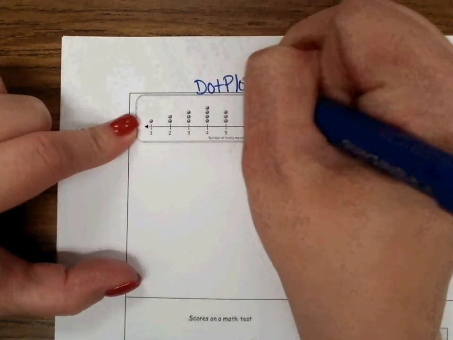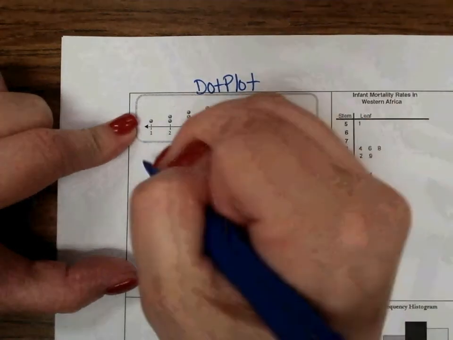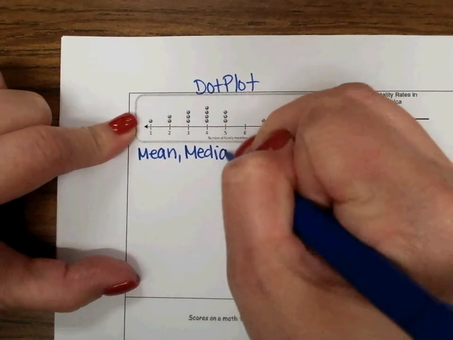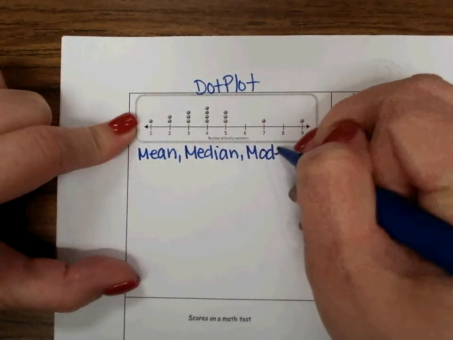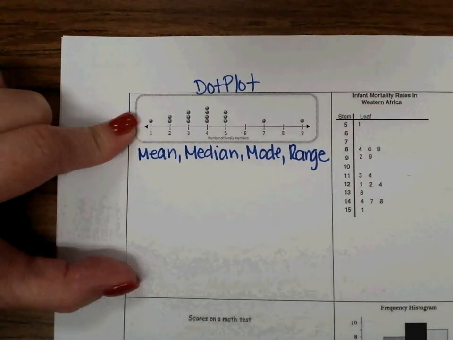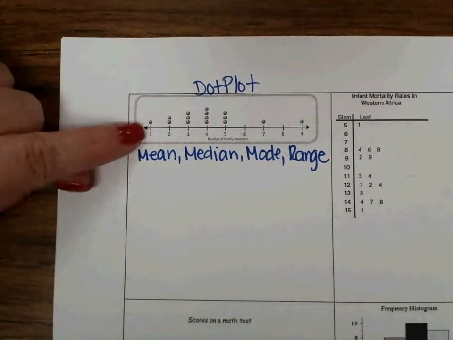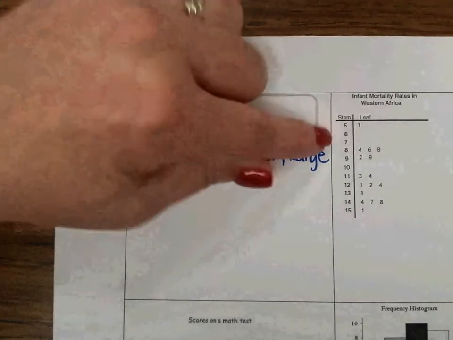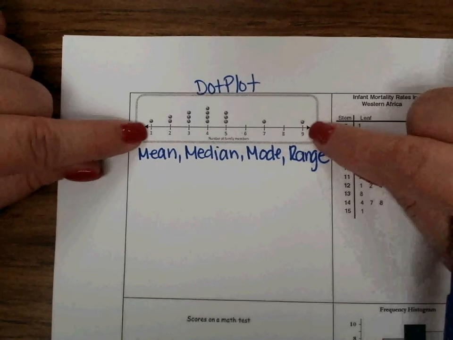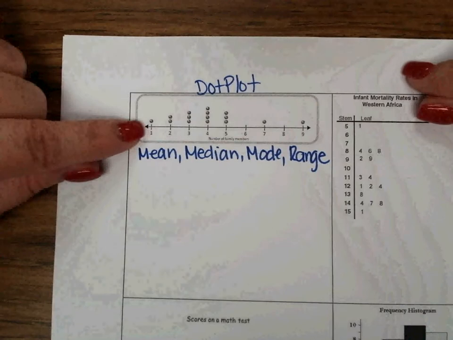A dot plot can give us quite a bit of information. It can give us the mean, the median, the mode, and the range. Not all of our graphs can do that, but the dot plot can. If we see what's happening here, it says number of family members. So there's 1, 2, 3, 4, 5, 6, 7, 8, and 9. Notice that our number line has every number on it from our smallest value to our largest value. Even if there isn't a set of data like at 6 and 8, the numbers 6 and 8 are still there. That is important for this.